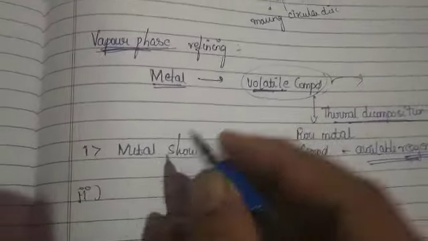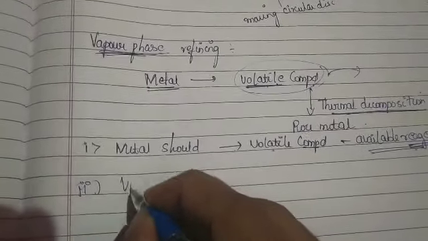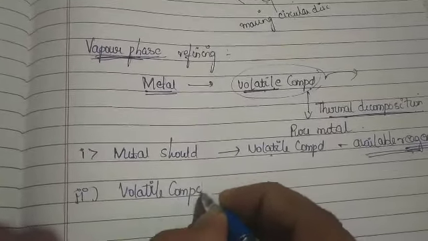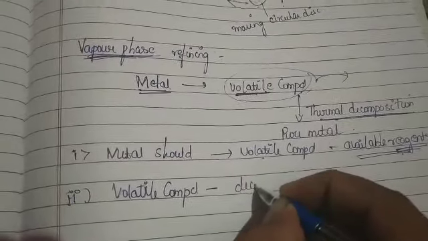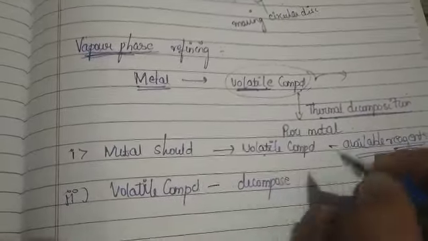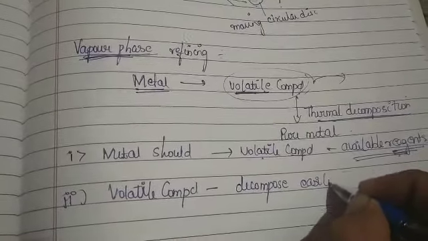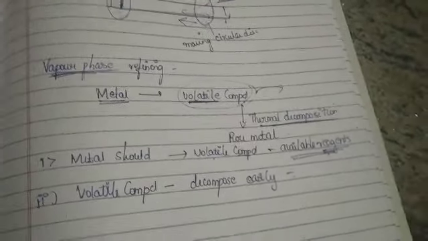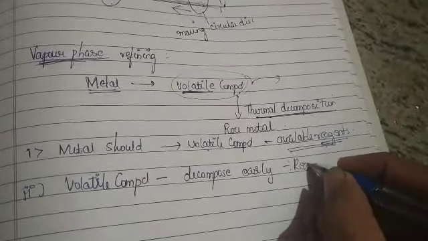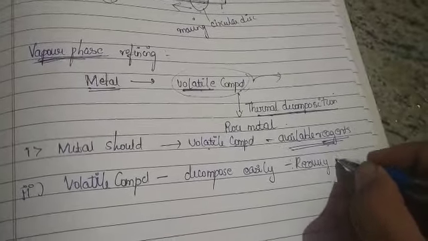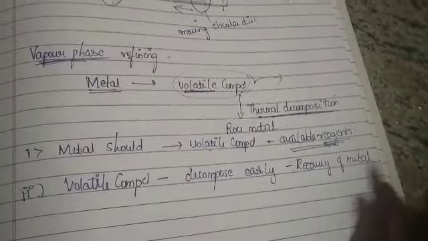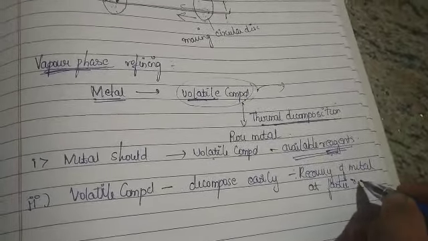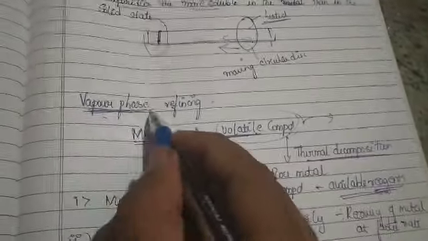The second one is what? Whatever your volatile compound is, that should decompose very easily. So that our time will not be wasted and we can recover the metal at a faster rate. So this is one of the two major important requirements in vapor phase refining.